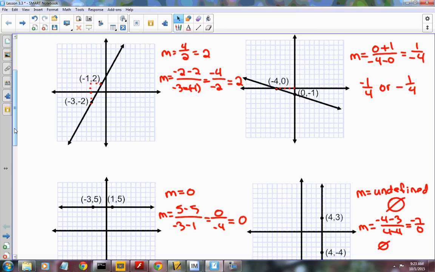Have you ever done a slope dance? Look at this slope dance. When it goes this way, it's a positive slope. If it goes this way, it's a negative slope. 0, undefined. So positive, negative, 0, undefined. Do it with me. Ready? Positive, negative, 0, undefined. Again, one more time. Positive, negative, 0, undefined. All right, so that is slope.